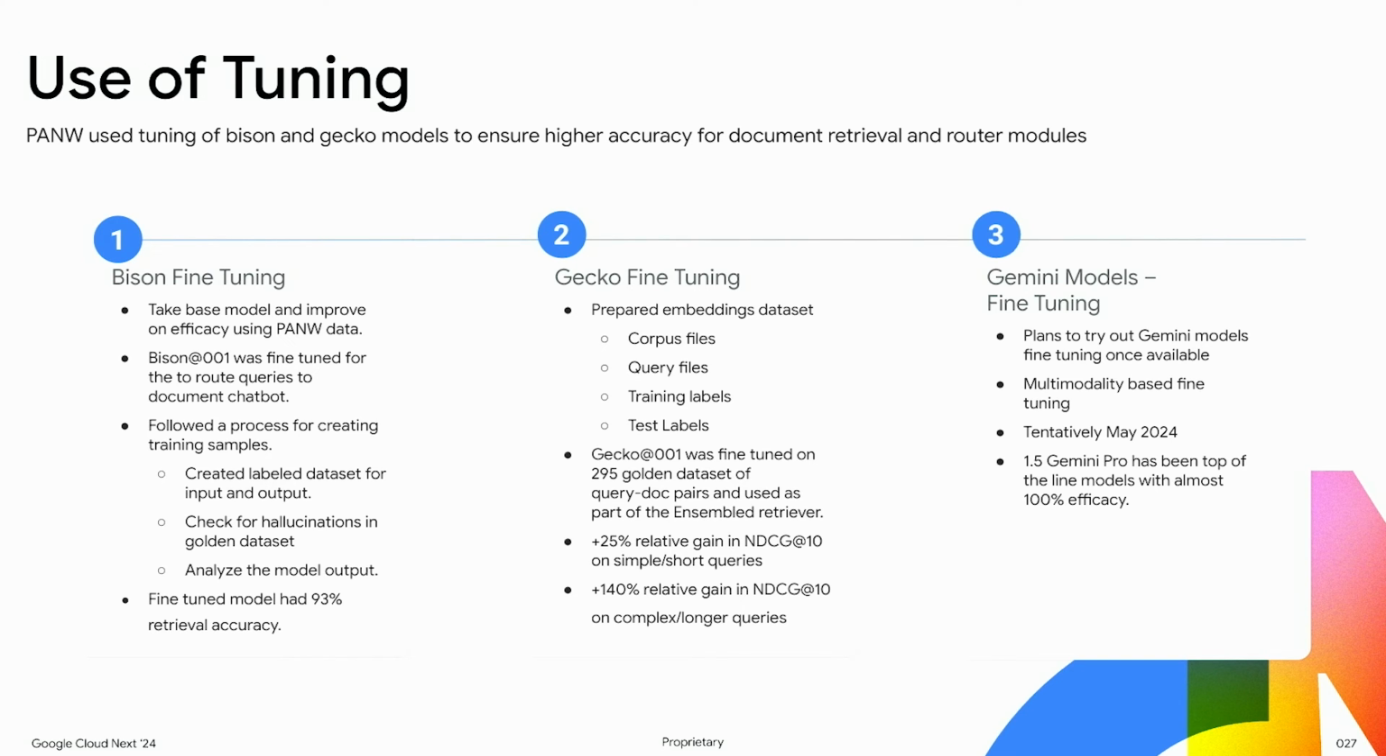Now, you may wonder, where is Gecko being used? If you go back to the previous slide, we had 4 layers. Gecko works in parallel to enterprise search or Vertex AI Search.